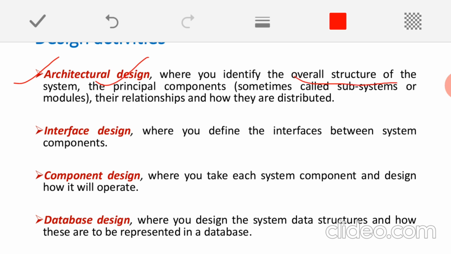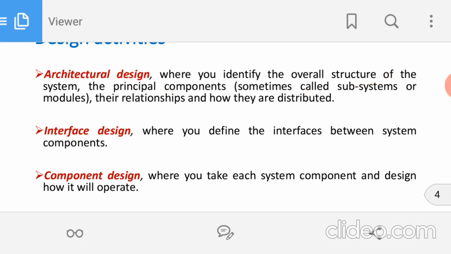Okay, that's the reason that in the architectural design we identify the overall structure of the system and its principal components. Those principal components you can call subsystems, or modules, or even a component itself. And we also come to know the relationship between one component and another component, and how they are distributed and how they are organized. All these things are possible only when we are able to design the architecture.